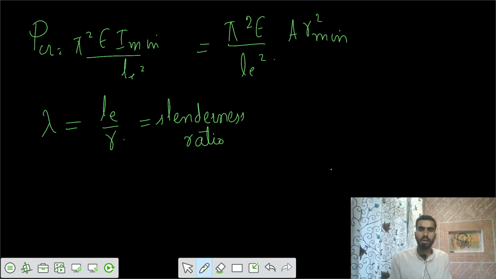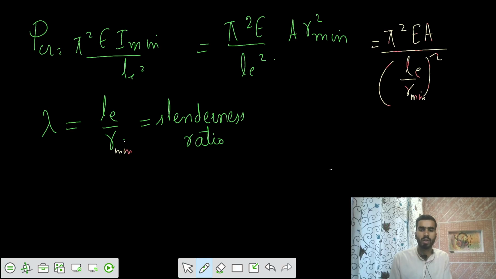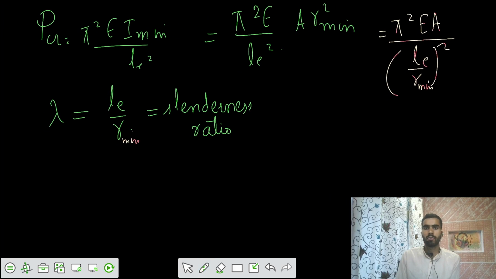So if I convert it in terms of that, I would get pi square E A divided by L effective by R minimum whole square, we can say L by R square. So we got this equation, this is in terms of PCR.